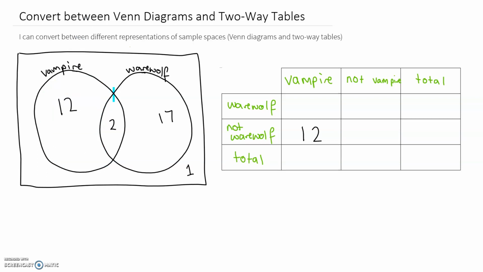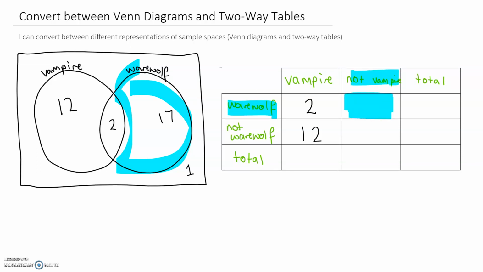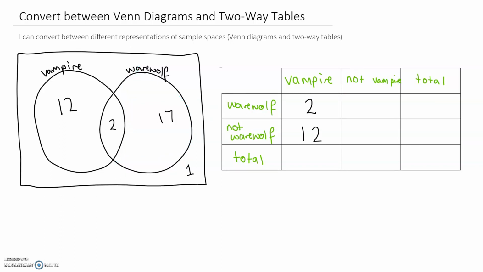Okay, let's go to the middle section. So these are people who are vampires and werewolves at the same time. Bit of a crazy idea. I'm sure it's happened though. So that would be this section here. So we're going to write 2 there. And then we go to this section. These are the people who are not vampires, but they are werewolves. So that's this part here. So there's 17 in that category. And then there's this lonely one person who is not a vampire and is not a werewolf. And you think, oh, cool, so we're done, right? Oop, no, not quite yet.